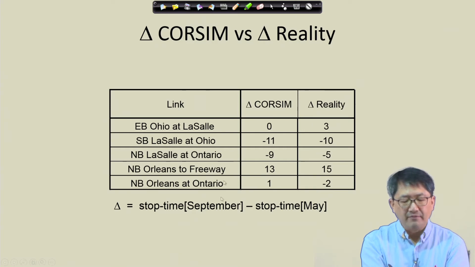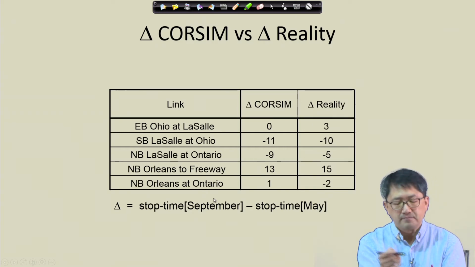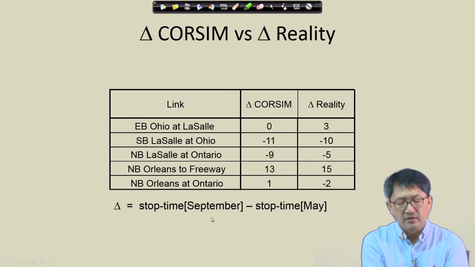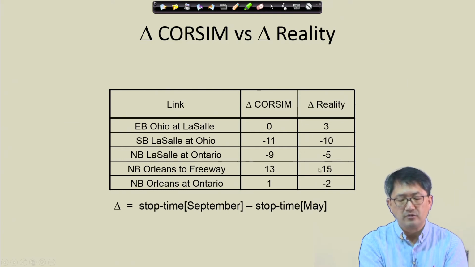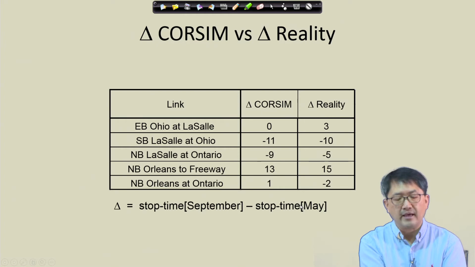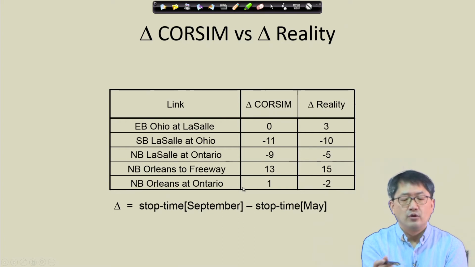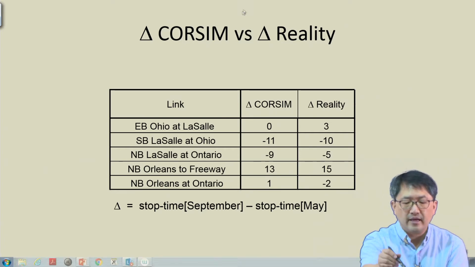There are 5 locations where we had extensive data collection. The delta is September versus May. September is the new timing plan, and May is the original timing plan. In some places it's showing very similar ranges. It's showing clearly that we are doing very similar on Ohio at LaSalle, and September is a lot smaller. So it means it's a huge improvement in southbound LaSalle and also northbound LaSalle, and then it gets worse on New Orleans freeway, but similar on this Ontario. So the key corridor in this area is LaSalle Street.